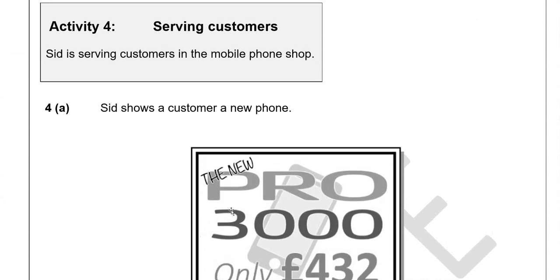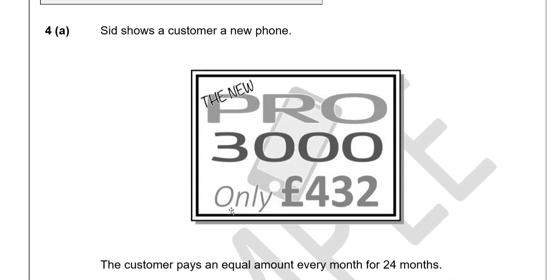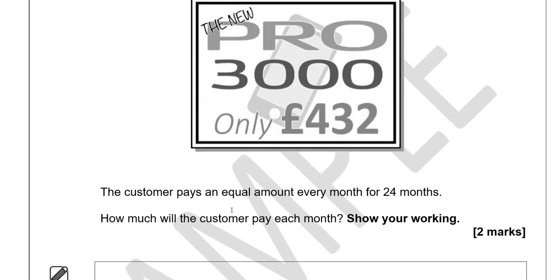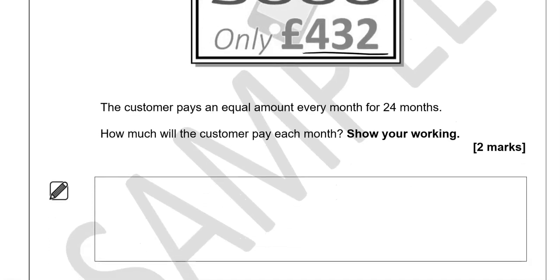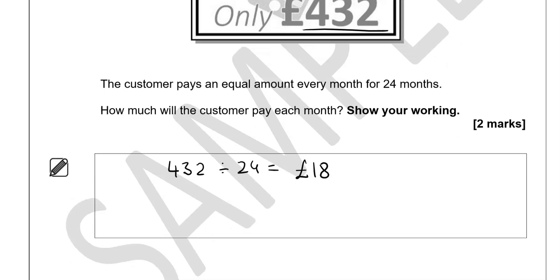Activity 4, serving customers. Sid is serving customers in the mobile phone shop. Sid shows the customer a new phone. The customer pays an equal amount every month for 24 months. How much will the customer pay each month? Show your working. So the total cost is £432. So we're going to do 432 divided by 24, which gives us £18.